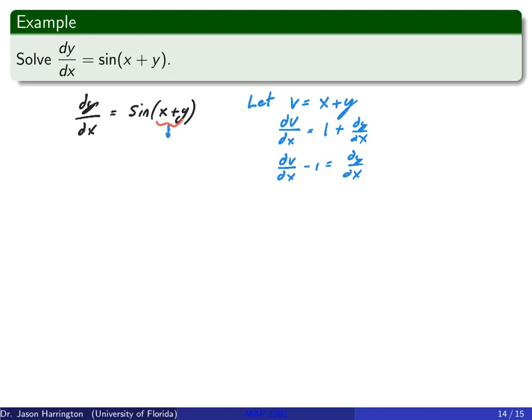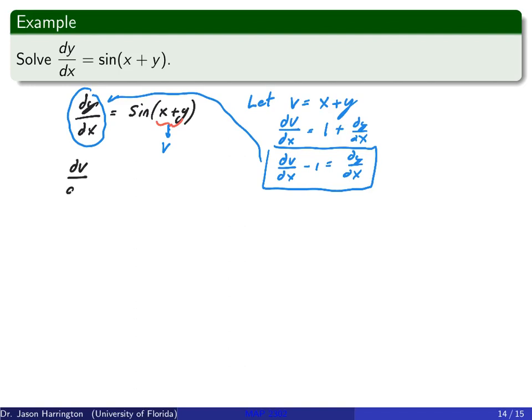This inside just turns into v, and then dy over dx turns into this dv over dx minus 1 right here. So on the left hand side I have dv over dx. Almost forgot that little one guy. Man, sometimes he's hard to remember. Sine of v. And now if I bring the minus 1 to the other side, I'm left with dv over dx is equal to sine of v plus 1.